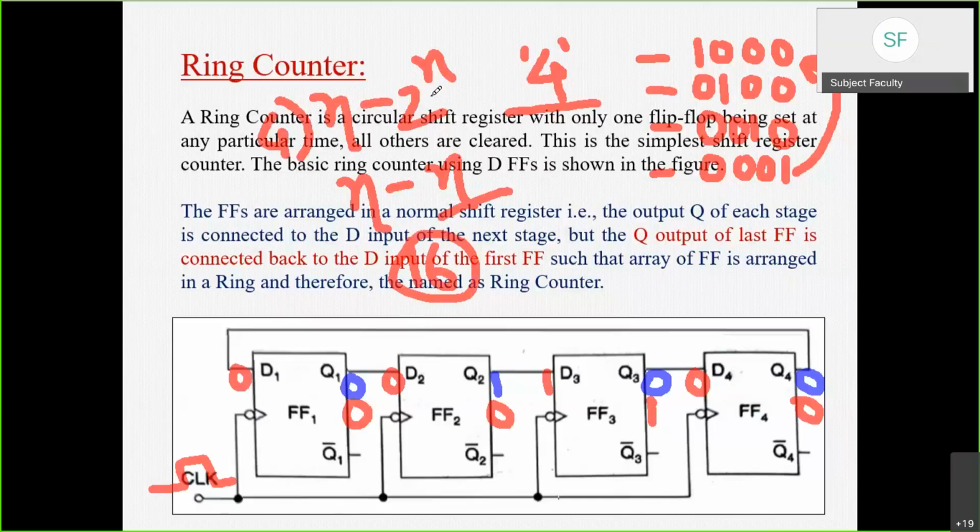So you can observe here, asynchronous will use only 4 flip-flops for 16 counts, but this synchronous counter will use 16 flip-flops for 16 counts. So you can clearly observe that synchronous is quite uneconomical, because the circuit which can be realized using 4 flip-flops, you are realizing with 16. So it will surely be uneconomical. Okay.